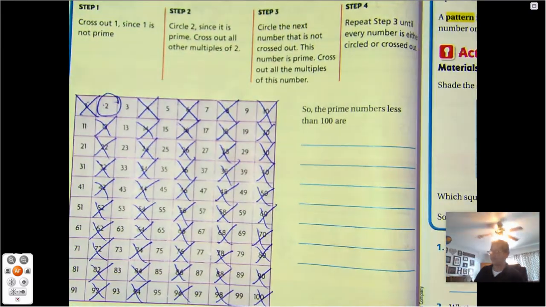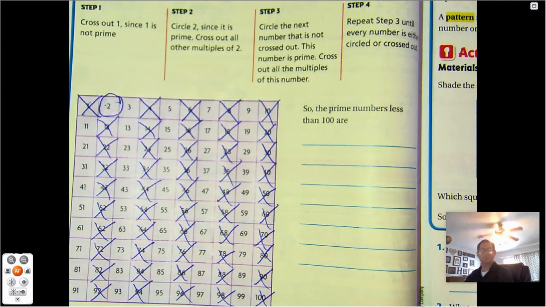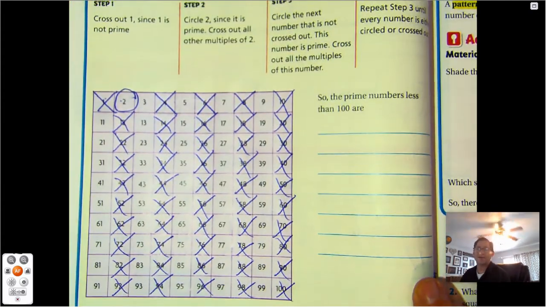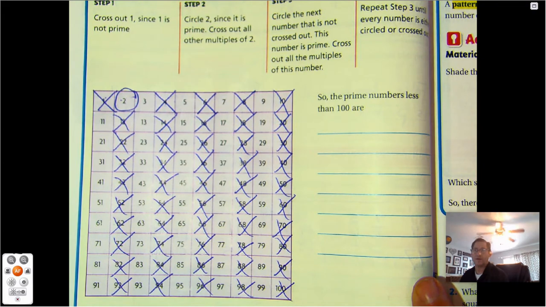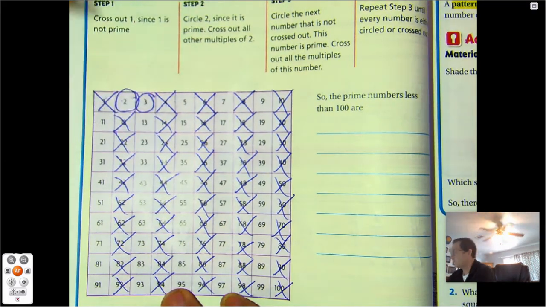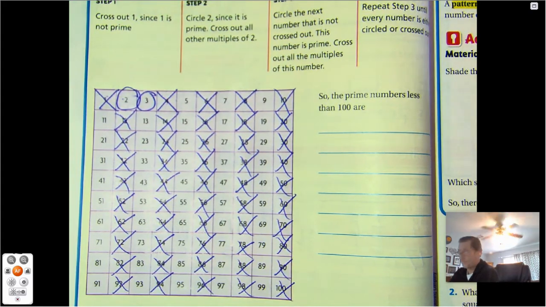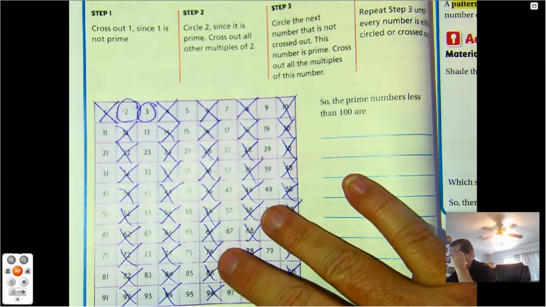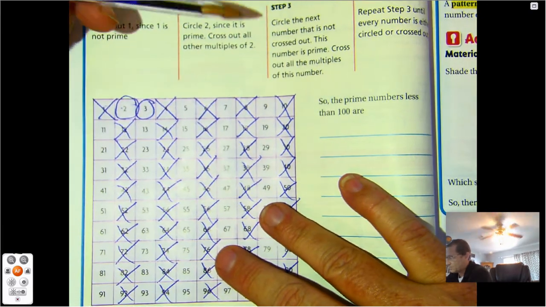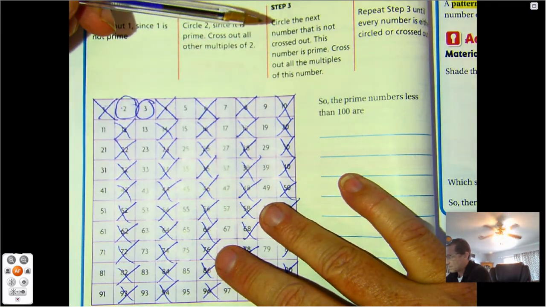Okay, so now circle the next number that is not crossed out. 3. The only factors of 3 are 3 and 1. Okay, so 3 and 1. Now, cross out all the multiples of that number. Okay, for the same reason.